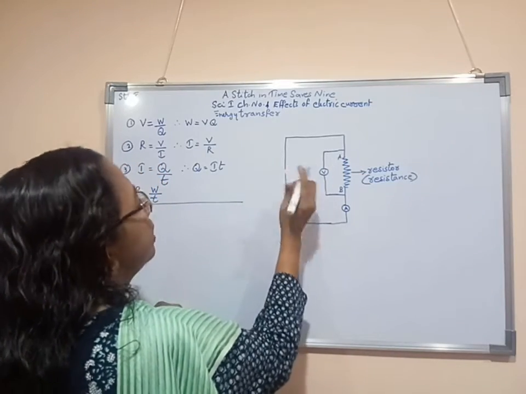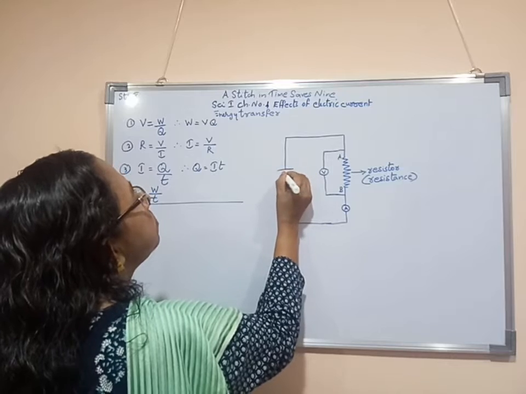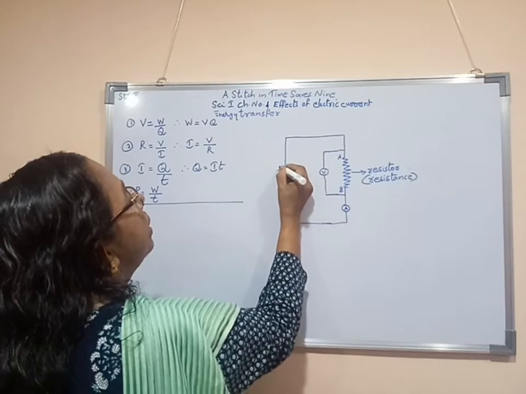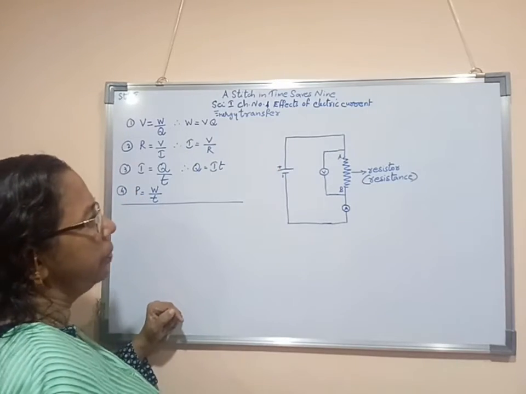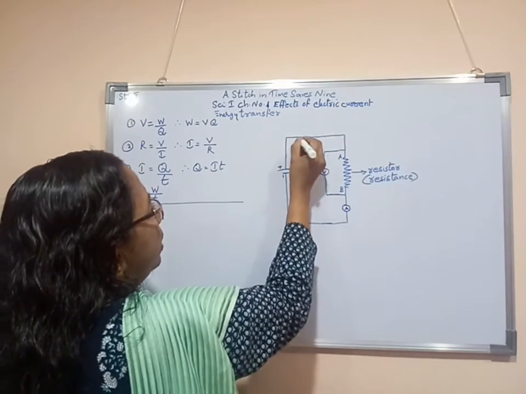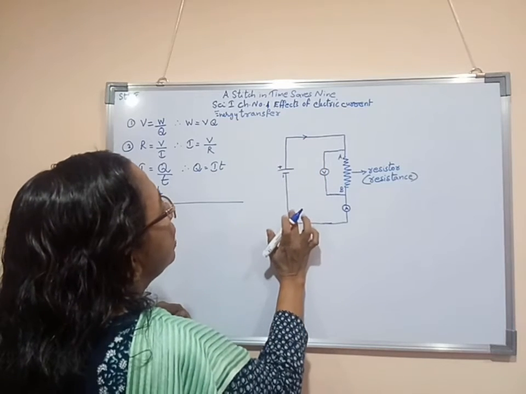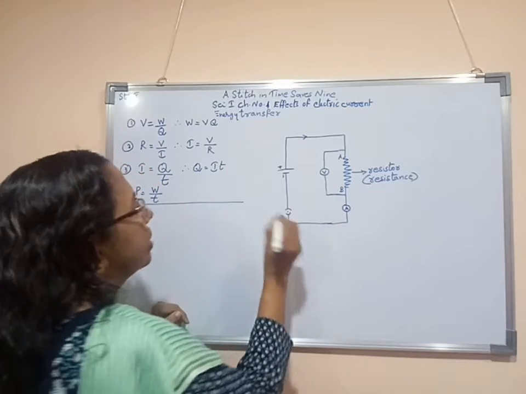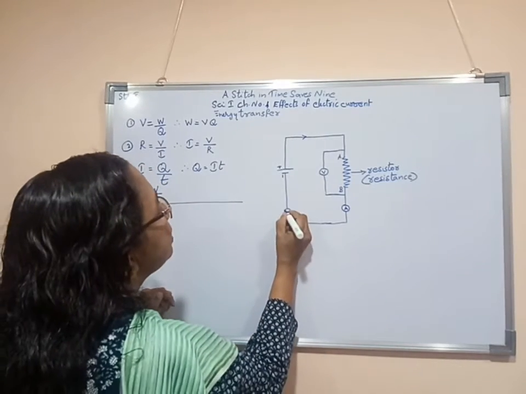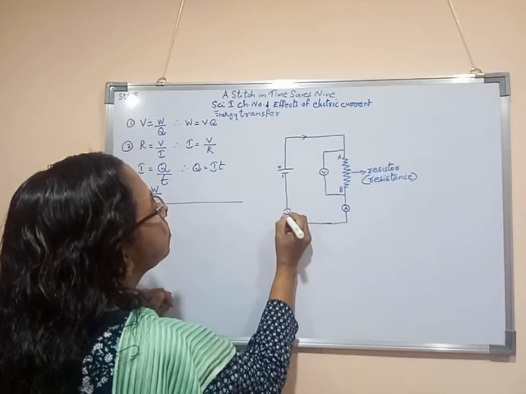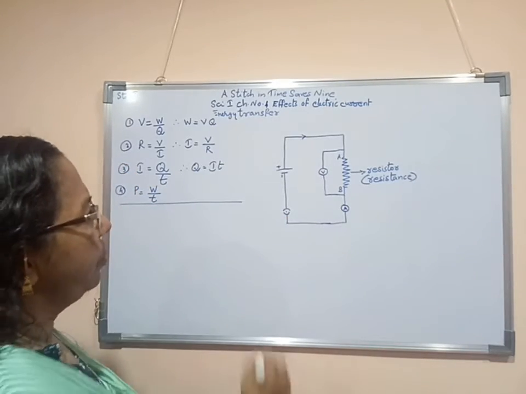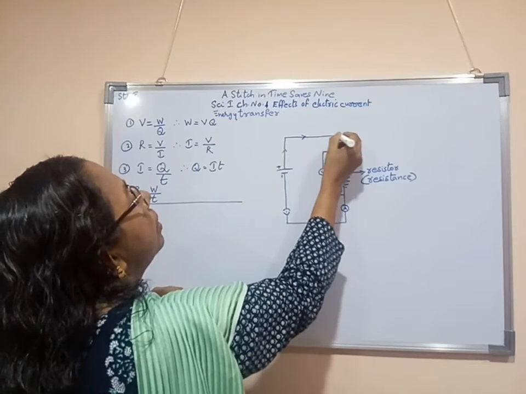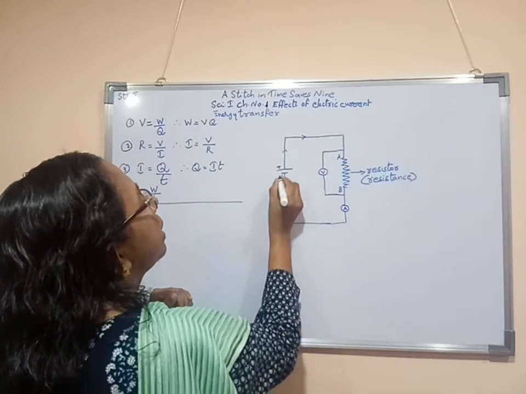Now here I am connecting one cell. Small line for the negative terminal, big line for the positive terminal. Now here the current flow is taking place. Here one key connection also we can connect in series. Now you can see that the current flow will be from the positive terminal to the negative terminal.